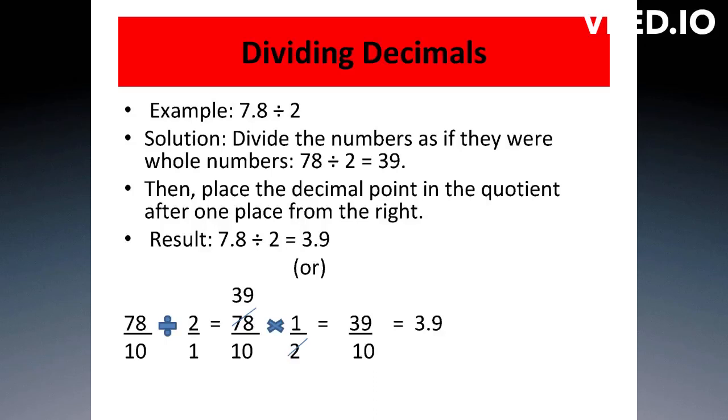Okay, now here is one more way you can follow. See 7.8. If you want to convert it into a fraction, what will you write? As we have only one digit after the point, you will write 78 by 10, right? Divided by 2. So instead of writing 2, I have written it as 2 by 1, right? Because 2 by 1 is the same as 2. So in order to make that also in fraction form, I have written 2 by 1. So that gives you 78 by 10.